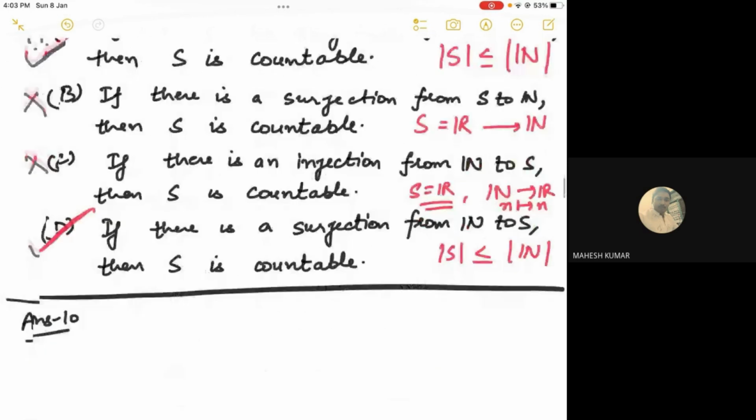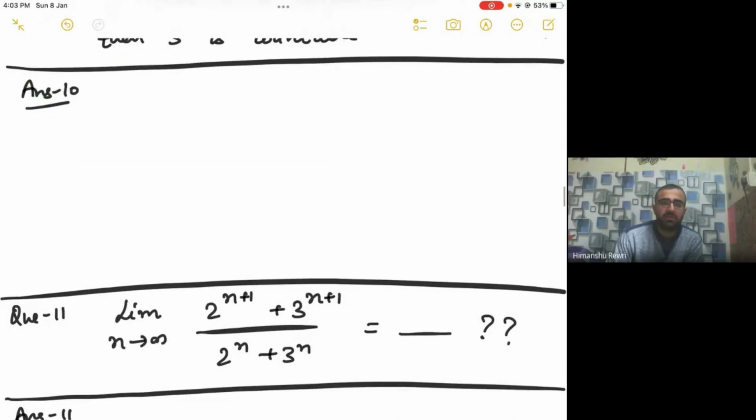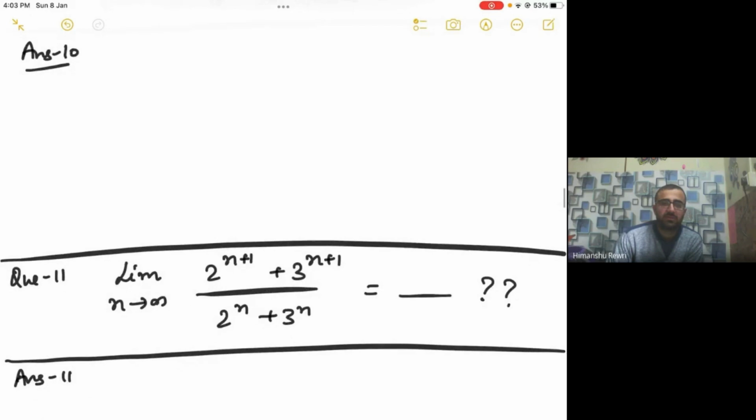Okay. So let's go to question number 11 now. This is a question where you have to find the limit as n tends to infinity of (2 raised to the power n plus 1 plus 3 raised to the power n plus 1) divided by (2 raised to the power n plus 3 raised to the power n). So this is a JAM question. I don't know in which year it came.